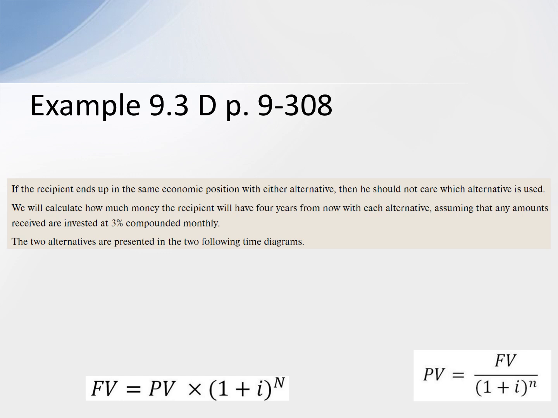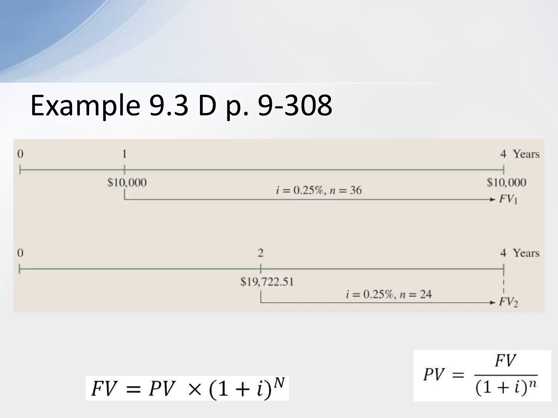So how are we going to calculate how much money the recipient will have 4 years from now with each alternative, assuming that any amounts received are invested at 3% compounded monthly? Let's look at the two alternatives as they are presented in the two following timelines. We're going to look at the value of the money at 4 years.